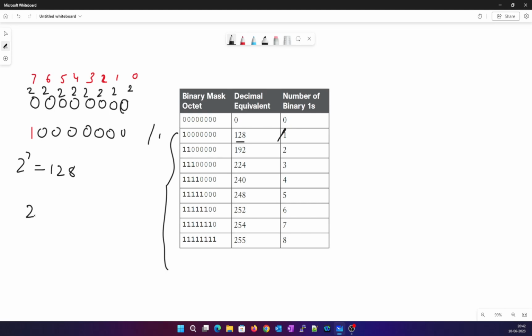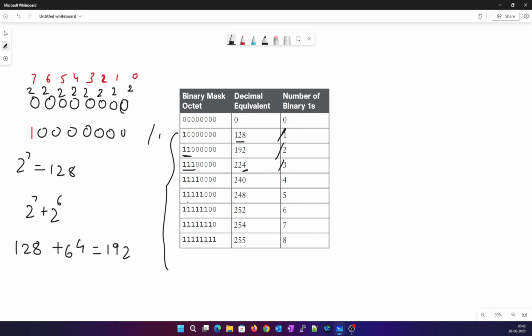so the last bit is 2 power 7 plus 2 power 6. 2 power 7 is 128 plus 2 power 6 is 64, which gives us a value of 192. And since we just have two ones enabled, this is a slash 2 address mask. And next, since we have 3 bits enabled, that gives us a decimal value of 224, and this is a slash 3 address mask.